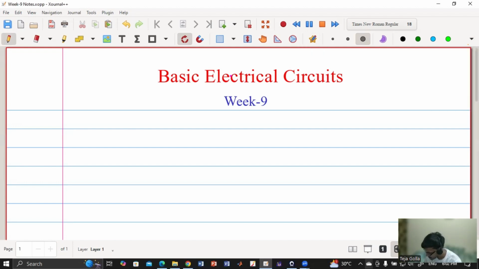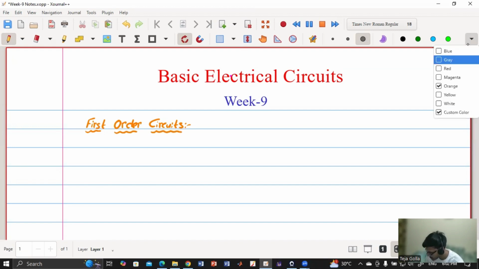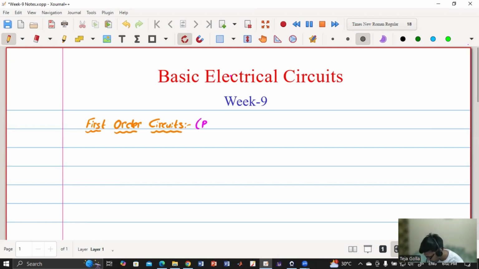Okay, so we are starting with first order circuits. I'll consider a first order RC circuit. For example, I am considering an RC circuit. It could be RL also. The concept is applicable, but we are considering an RC circuit. First, I'll give a brief intro about the generalized solution for an RC circuit.